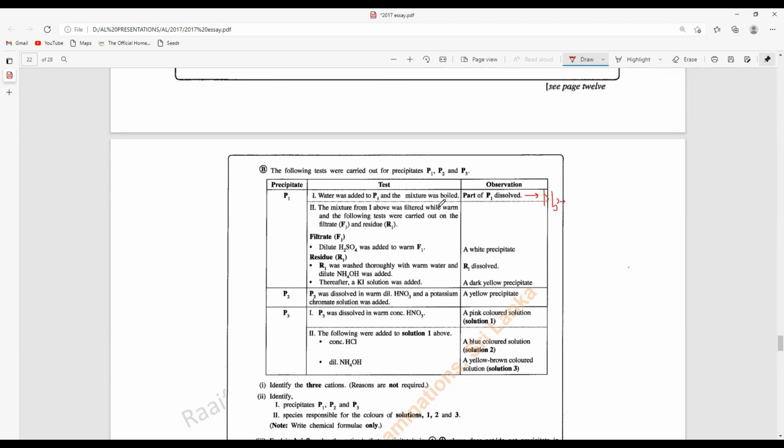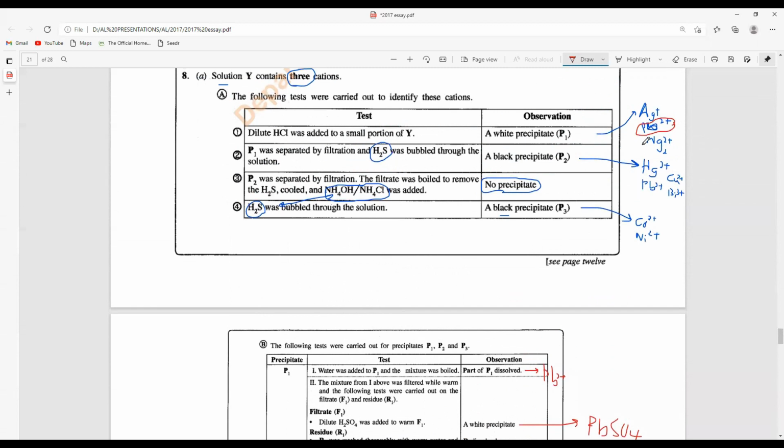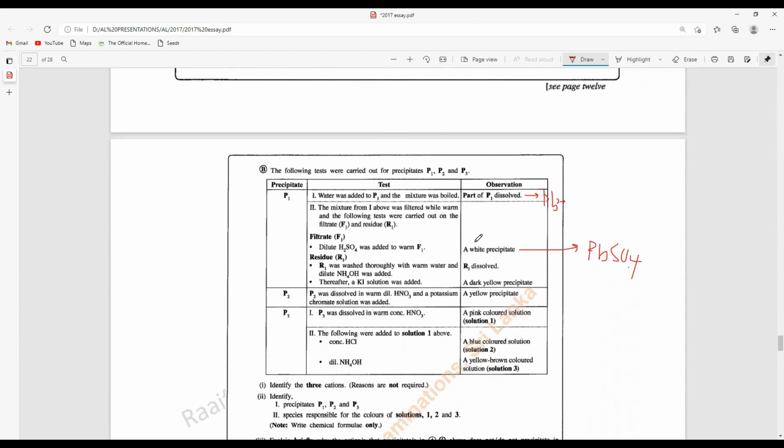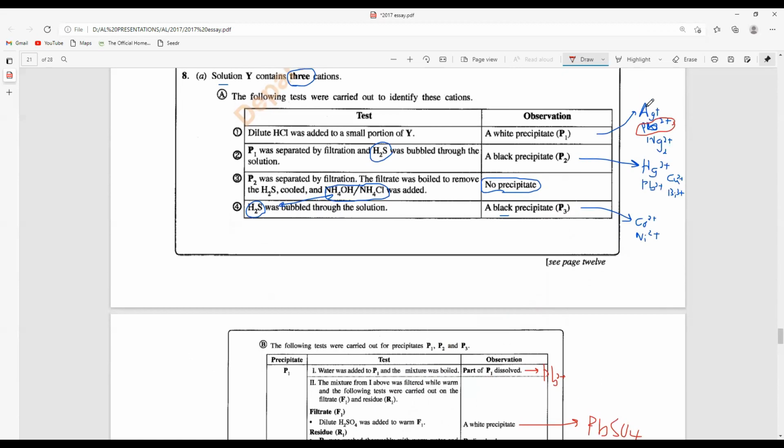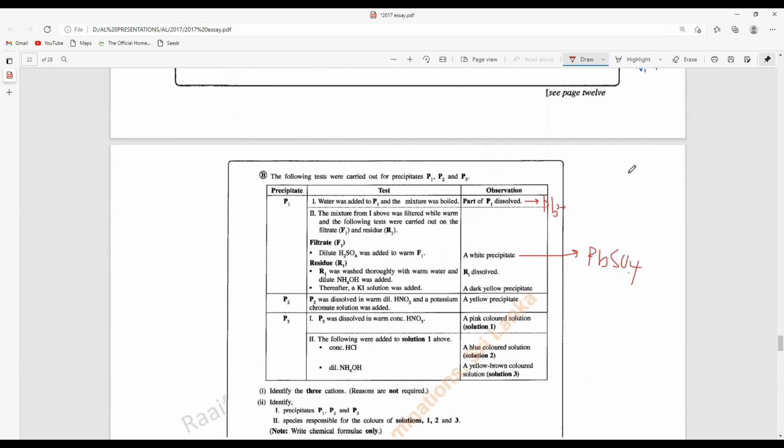The mixture from above was filtered, and the following tests were carried out. The filtrate should contain this one. When you add dilute H2SO4 to warm F1, a white precipitate forms. Basically it is lead sulfate. The residue can be either Ag plus or Hg2 2 plus, because these two cations will not dissolve in hot water. So we have to check which of those two it is.